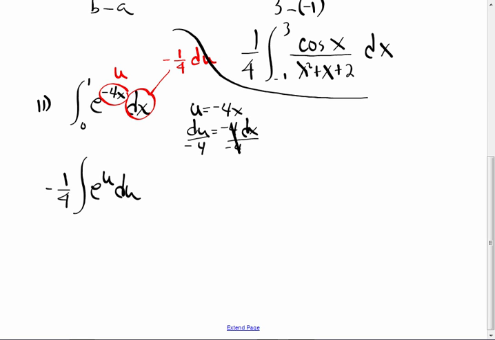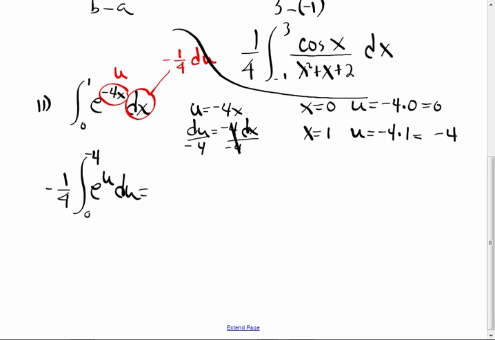This negative 4 was the derivative. Okay, let's switch over the u's too. Because if x is 0, what's u equal to? Negative 4 times 0 is 0. If x is equal to 1, then u is negative 4 times 1, which is negative 4. So we're going to integrate on the u's from 0 to negative 4.